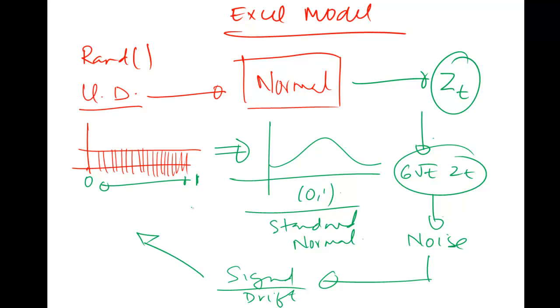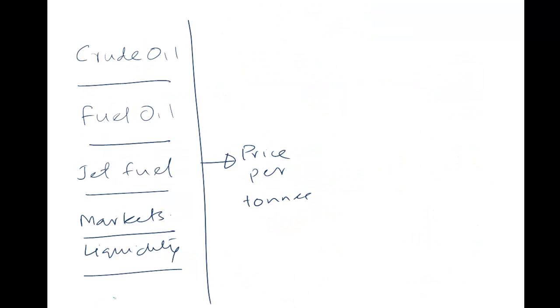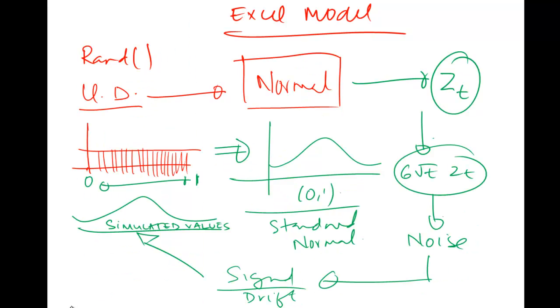This combined model that includes noise, signal and drift basically gives us a distribution of simulated values that we can then plug into our financial model. So you take these simulated values, plug them into your financial model, and you're done. And the idea here is that whatever you're trying to simulate, whether it's fuel prices, gold prices, financial portfolio security prices, the Excel model generates the prices for you. You plug them into your financial model, and that should complete a large part of your exercise.